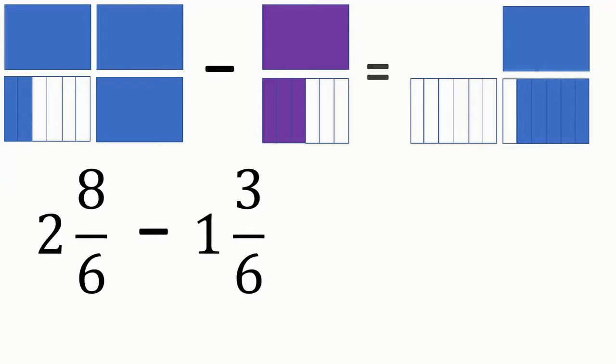So now it's 2 and 8/6 minus 1 and 3/6. So let's solve. This is equal to, copy the denominator 6, then 8 minus 3, that's 5. 2 minus 1 is 1. So the final answer is 1 and 5/6.